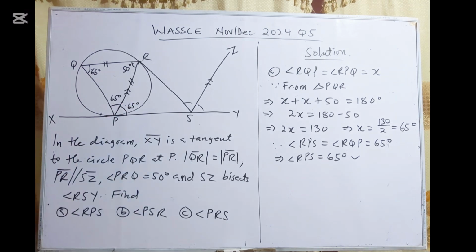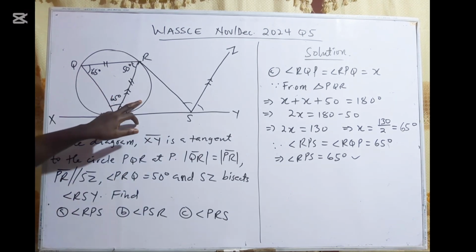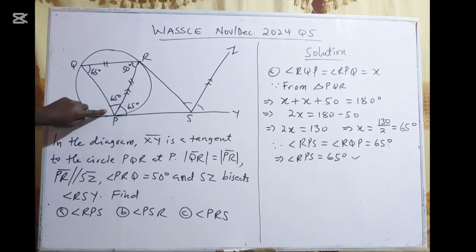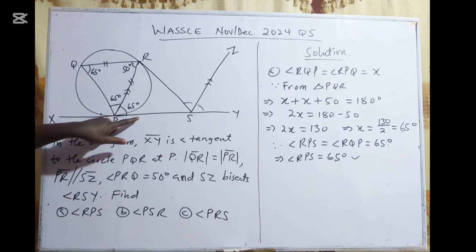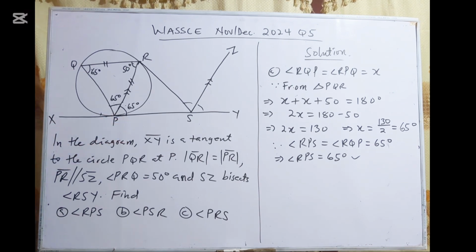And you see what I was telling you? 65 plus 65 is 130. And if this angle is the same as this angle, 130 plus 50 will give me 180, angle on a straight line, which sums up to 180. Then let's go to the next question. We are done with RPS. Now PSR.